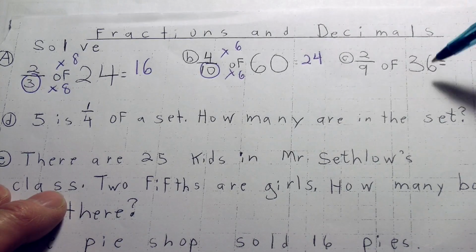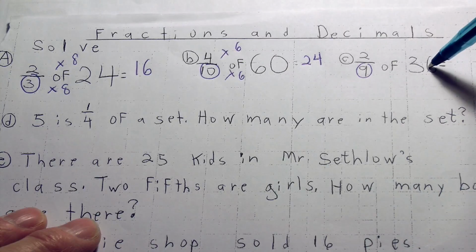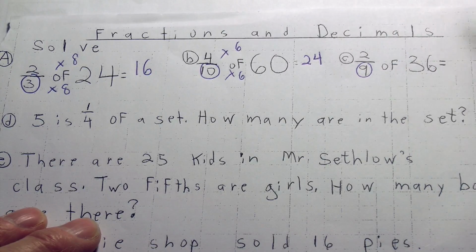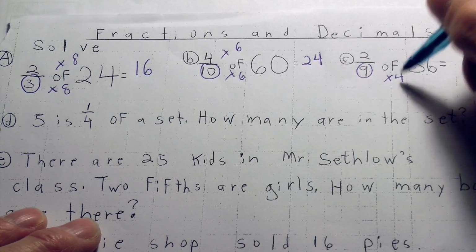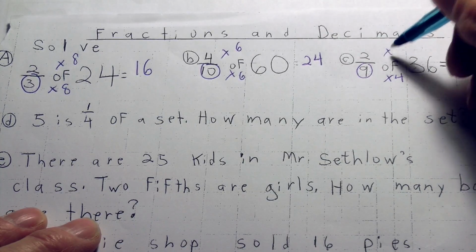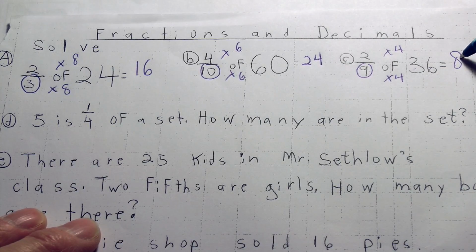Next one, 2/9 of 36. 36 into 9 groups. How many each? How many 9s in 36? Think of your times tables. What you do to the bottom, you do to the top. 2 times 4. The answer is 8.